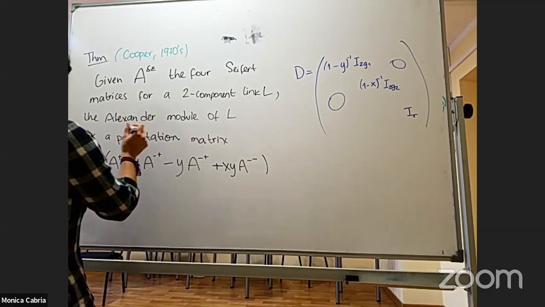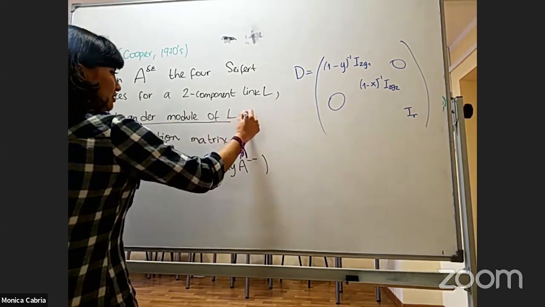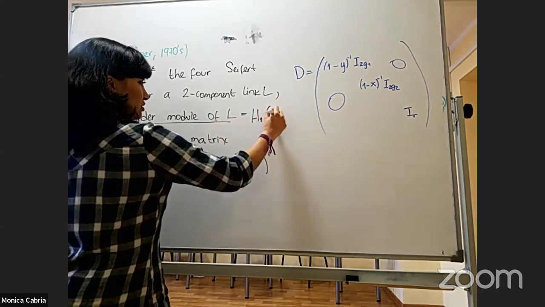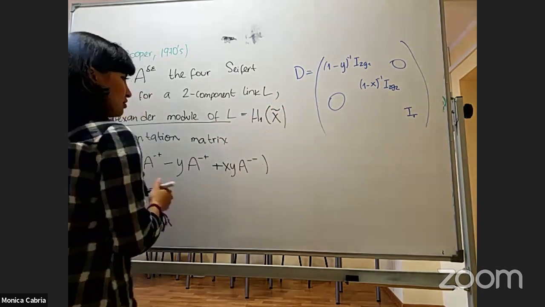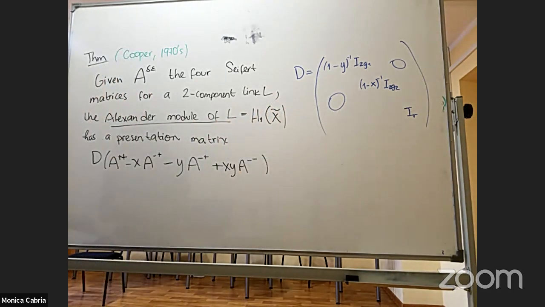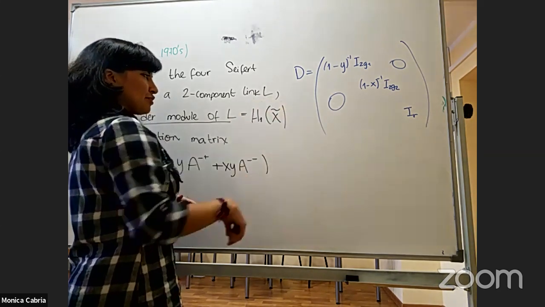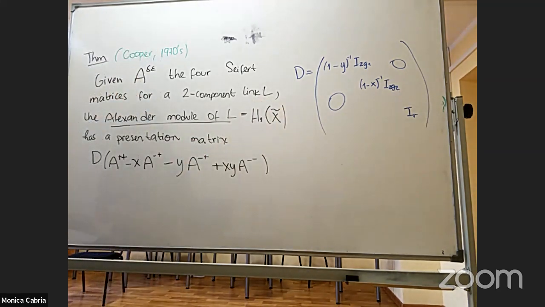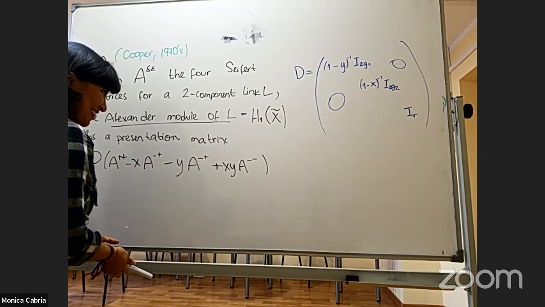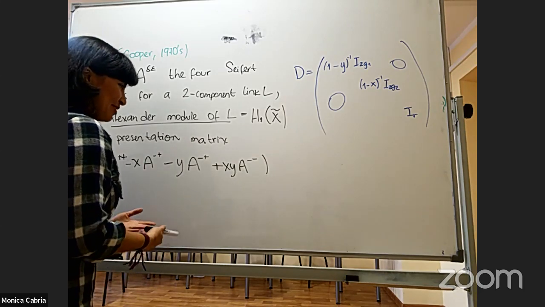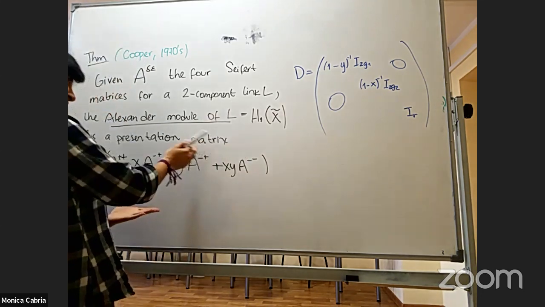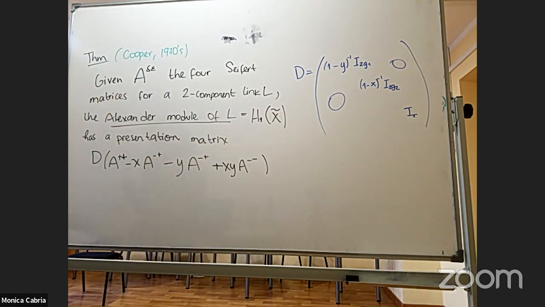Okay. Yeah, and just to remember, this Alexander module of L is H1 of X tilde, right? Where X tilde is the universal abelian cover of X, where X is the complement in S3 of the link. Okay.